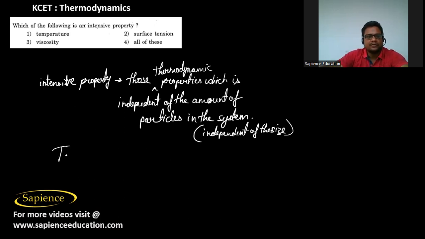So, as we know, temperature is an intensive property, since it is independent of the amount of particles in the system. Then surface tension will also be independent of the size of the system. And then viscosity, or the coefficient of viscosity, is also independent. So all these three properties are independent of the size of the system, so they are all intensive properties. So option 4 is the correct answer.